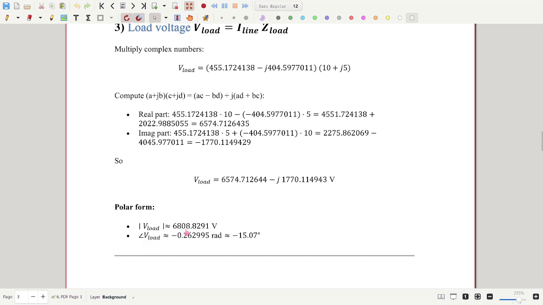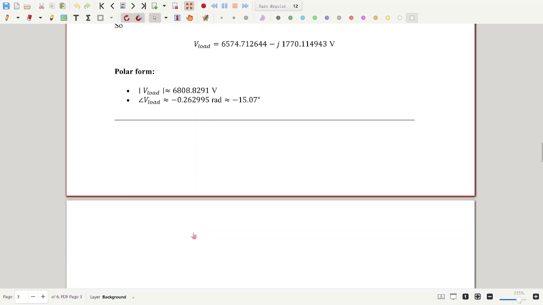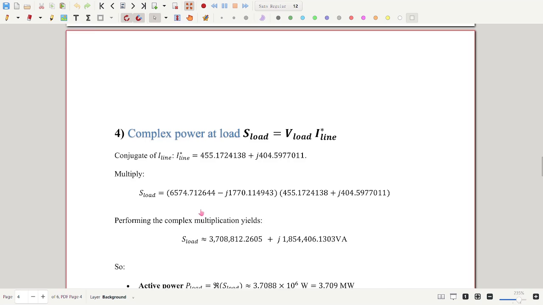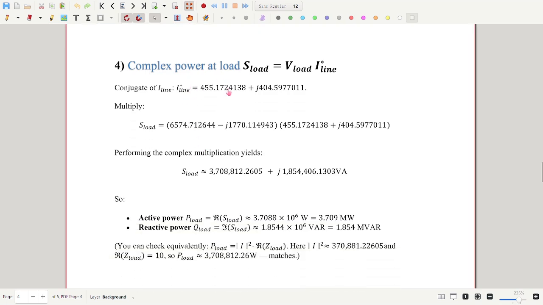In the polar form we are going to get 6808. For this conversion you can use your calculator or refer to any videos on how to convert rectangular form to polar form using a calculator. After getting that, now we are going to calculate the complex power at the load.